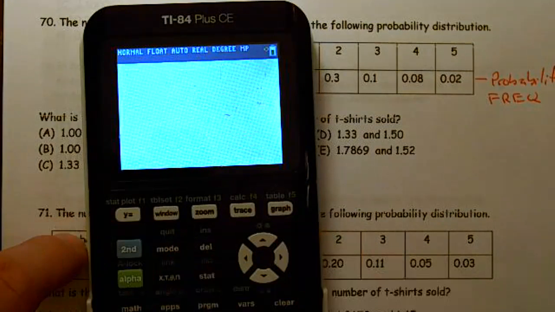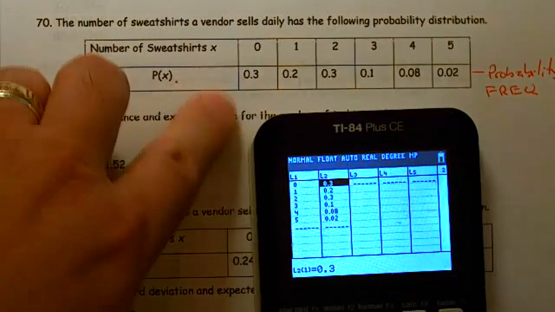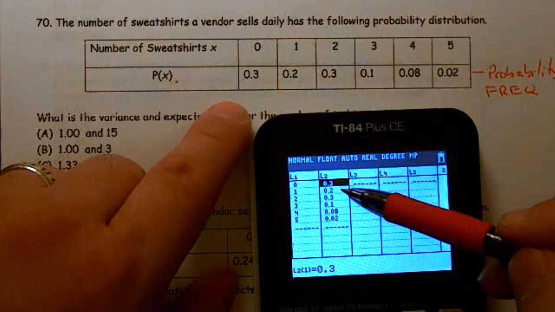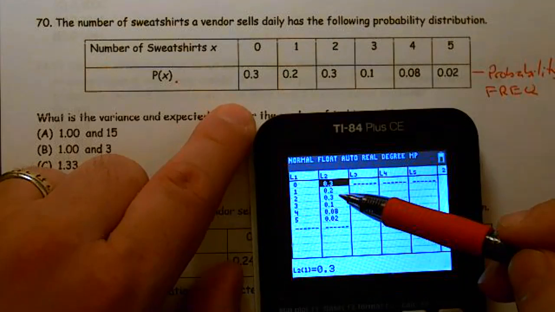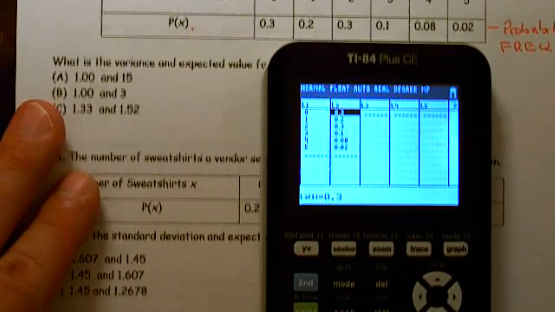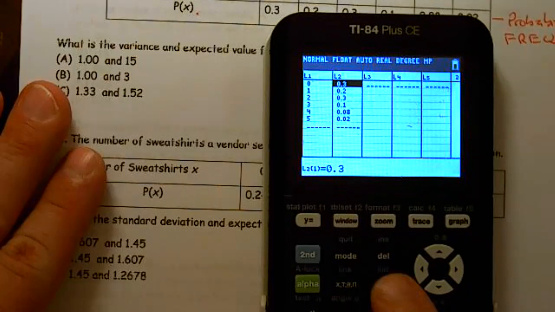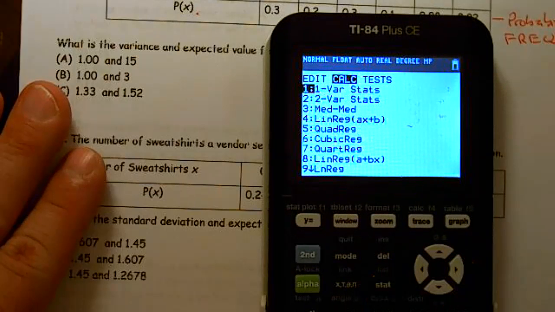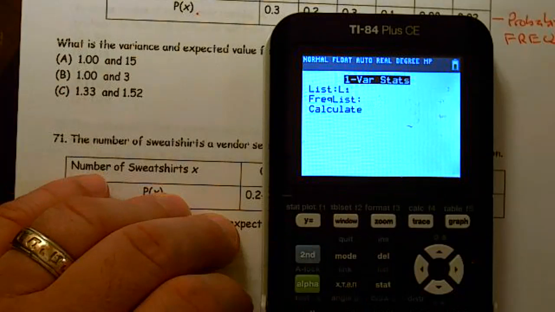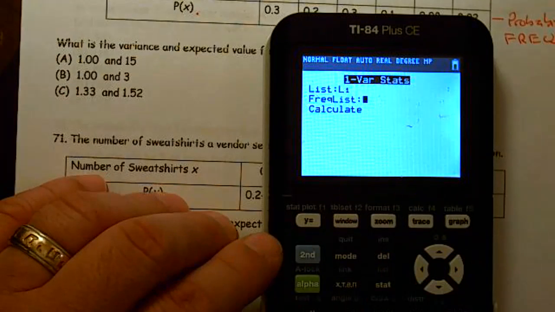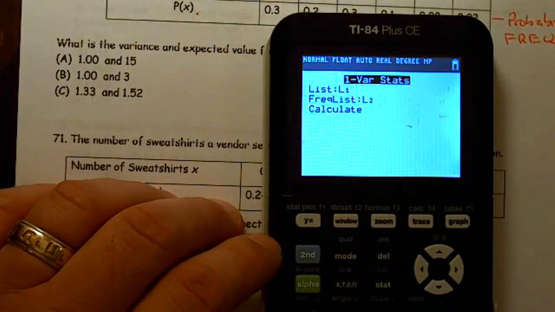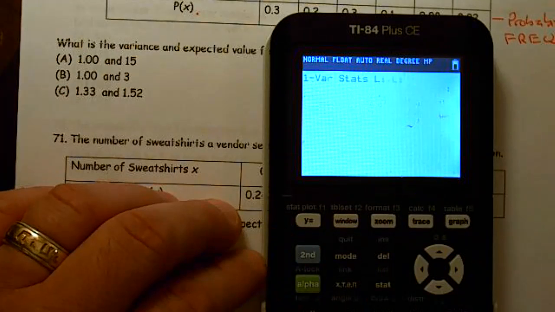I go to Stat Edit, and here I've already entered the data: 0, 1, 2, 3, 4, 5. Those are my X values. Then I have my frequencies over here in L2: 0.03, 0.02, 0.03, etc., all the way down. Once I have that, I press the Stat button, arrow over to Calc, One-Var Stats. I press second, 1, which gives me L1. For frequency, this time I do have a frequency. My frequency is in L2, so second followed by the number 2. Then I ask it to calculate.